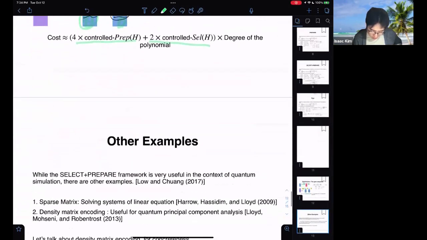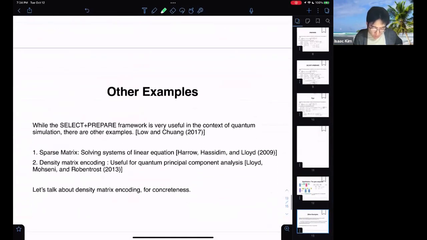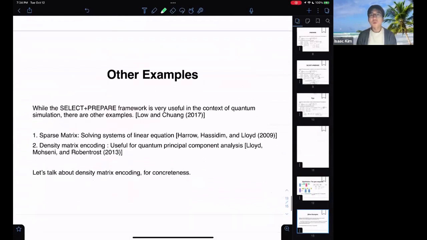Okay, and I should mention at this point that while my focus was on Hamiltonian simulation, this select plus prepare framework is very useful in the, well, okay, so that is very useful, but there are other encoding schemes.